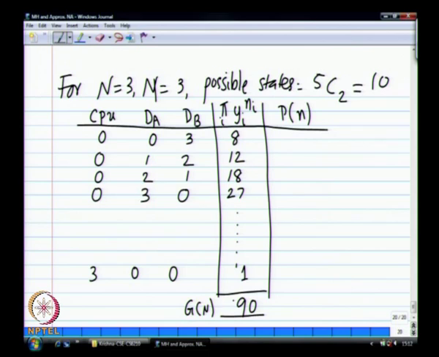Once I compute g of n, my formula says p of n equals this product divided by g of n. So what is this? This is 8 by 90, that equals 0.089, this is 12 by 90 and so forth. So that is how I compute the pi. Given a system, I have to write a small program to do this, only worrying about overflow or underflow, but I can do that.